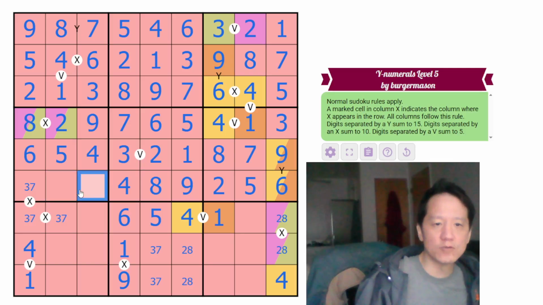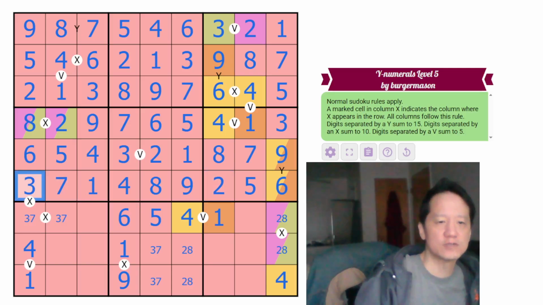Remaining digits here are 1, 3, and 7 in row 6, and this can't be 3 or 7, so this is 1. This has to be 3 or 7. And it's saying 2, where is the 2? 2 is specifically in the 7th spot, so therefore this has to be a 7, which makes this a 3, which makes this 7, which makes this 3.